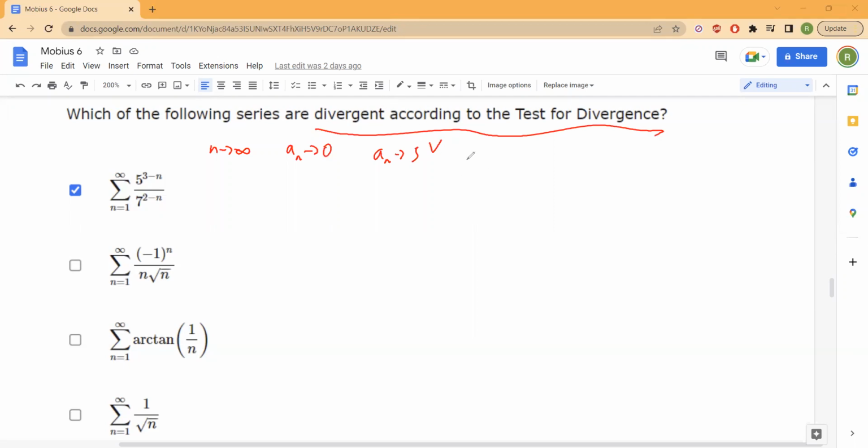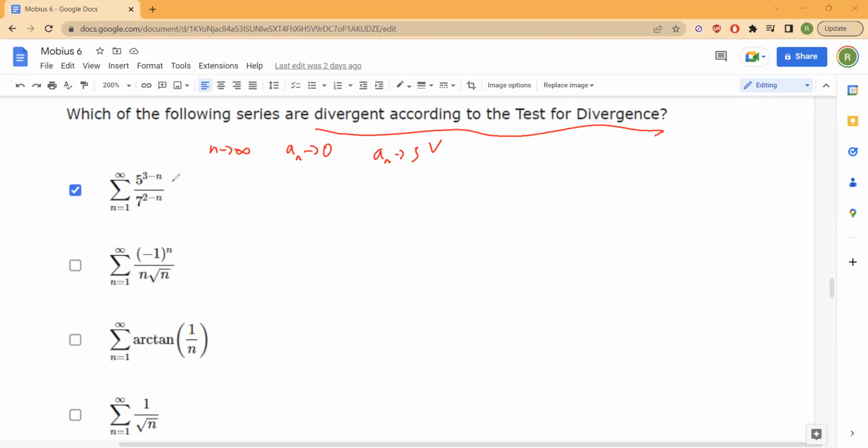But as a quick aside, as I mentioned, you can't say that a series is convergent just because a_n approaches 0. So that's your first criterion to check. If a_n doesn't approach 0, you know it's divergent. But if it does approach 0, you still have to do other tests to make sure that it is convergent. Okay, so let's go one by one and see.